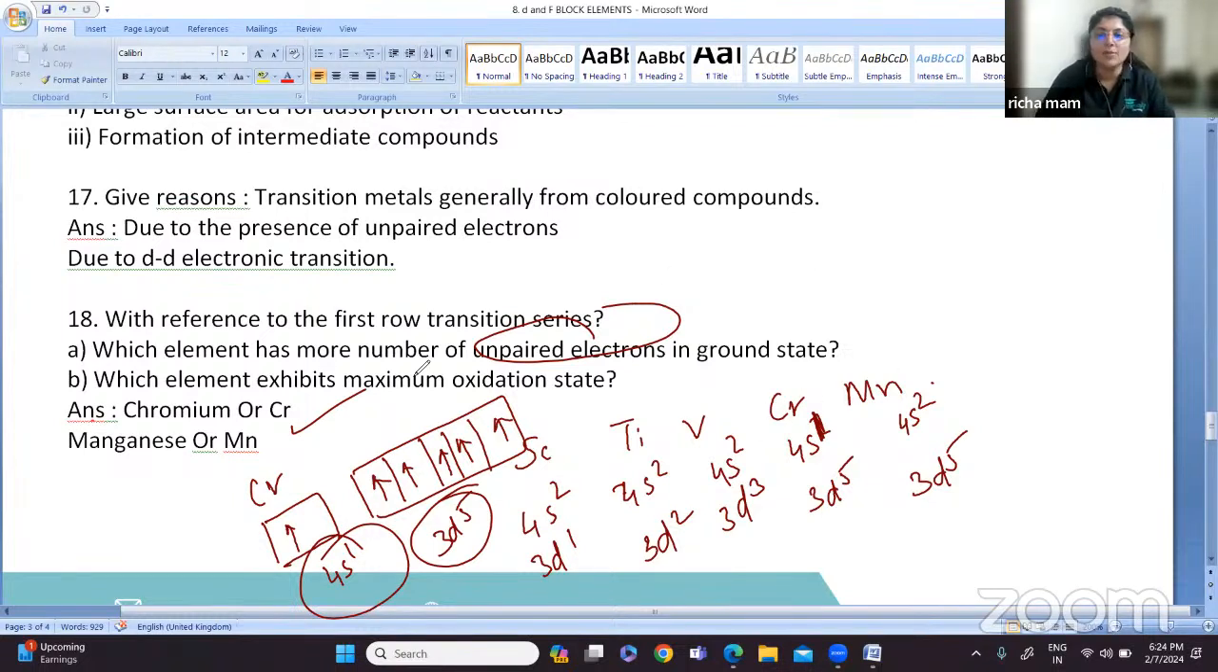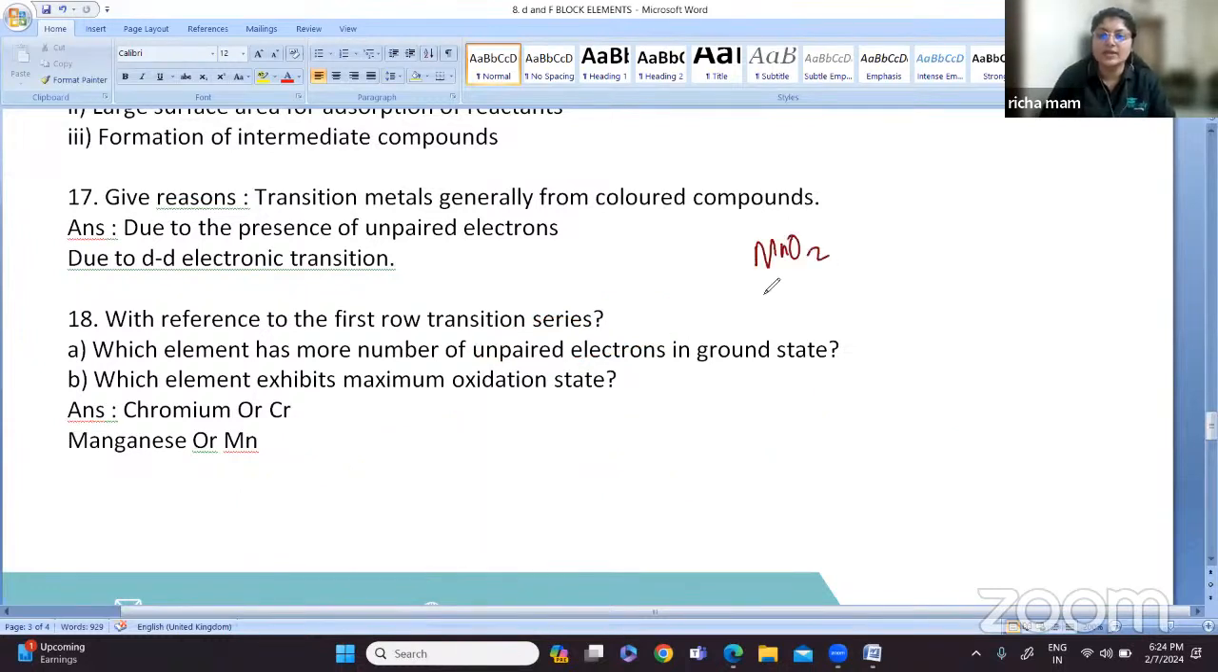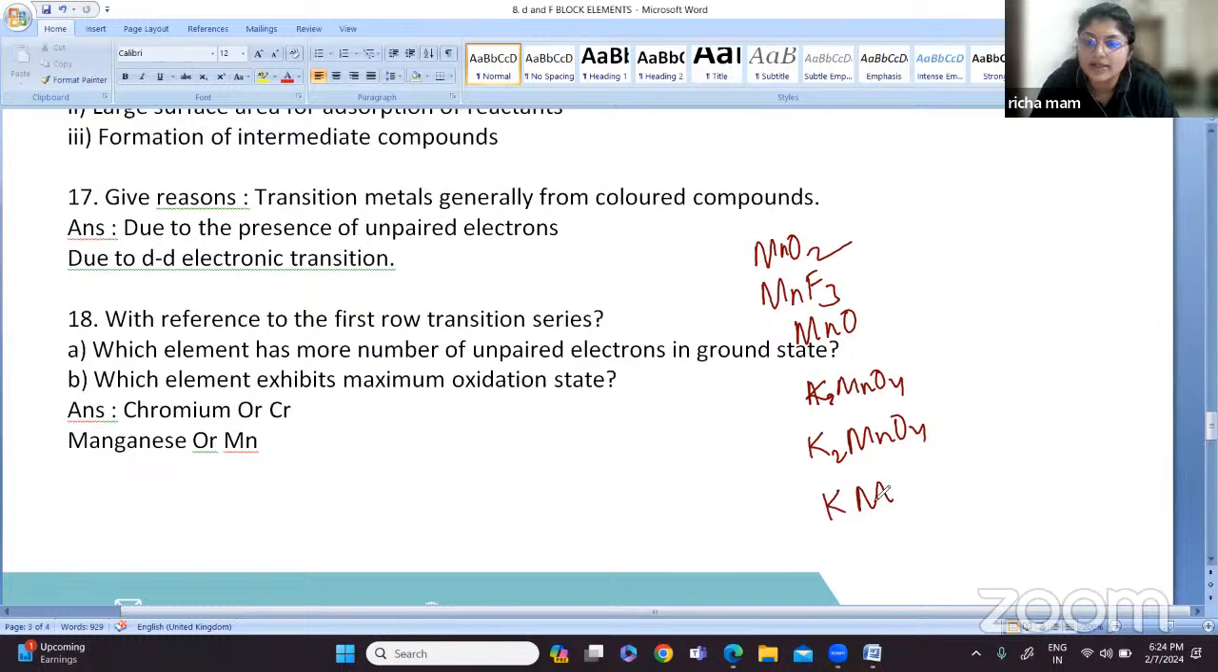If you have seen the different compounds of manganese: one is MnO2, another is MnF3, then MnO, then KMnO4, next K2MnO4, then K3MnO4, then KMnO4 also is there. I will write it up.